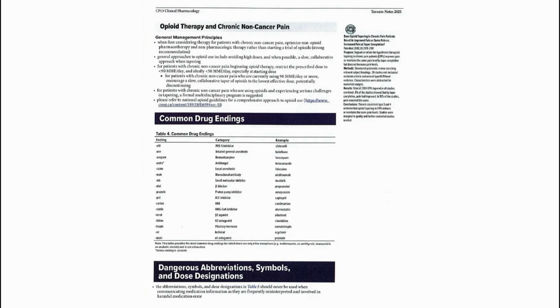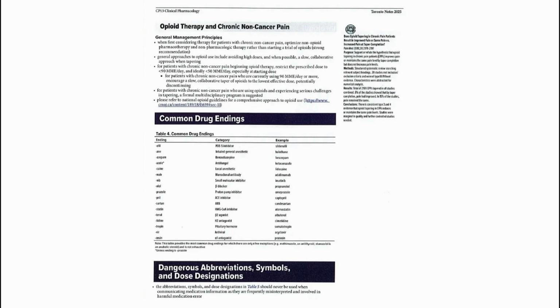Sartan represents angiotensin receptor blockers, or ARBs. Examples include candesartan. These medications are commonly used when ACE inhibitors are not tolerated. Statin represents HMG-CoA reductase inhibitors. Examples include atorvastatin. Statins reduce LDL cholesterol and lower cardiovascular risk. Terol represents beta-2 agonists. Examples include albuterol. These drugs produce bronchodilation and are widely used in asthma and COPD.